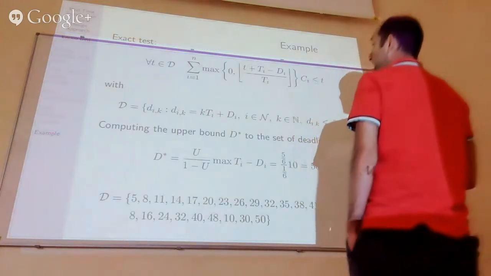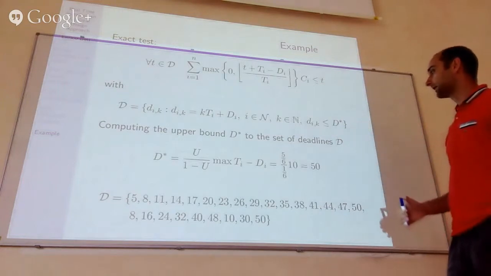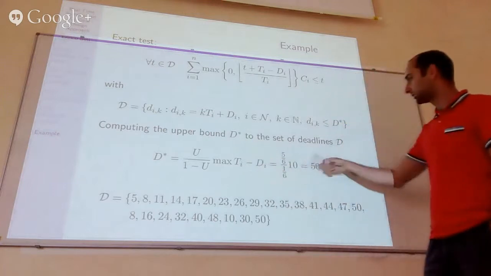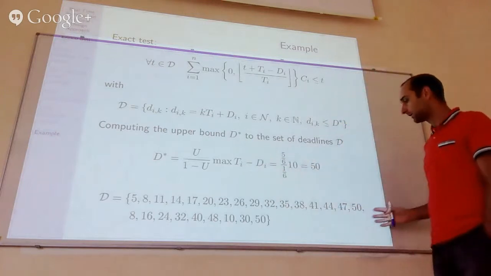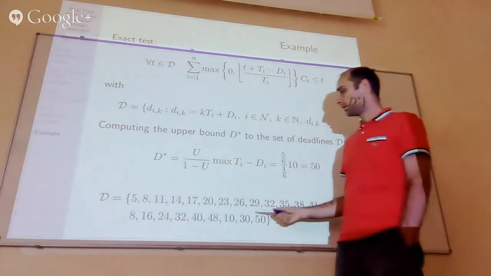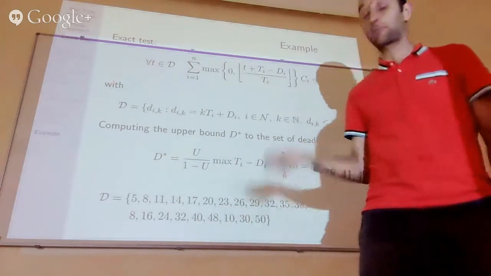If we try with the exact test, we have the exact test with a set of deadlines, and the value D star, in this case, when we do the math, is 50. So we have to compute the test for all the absolute deadlines up to 50, and these deadlines are really many.